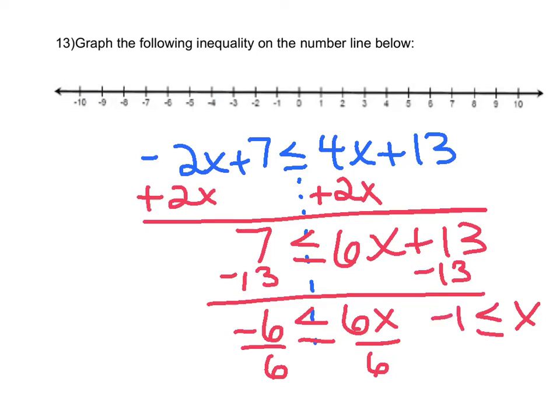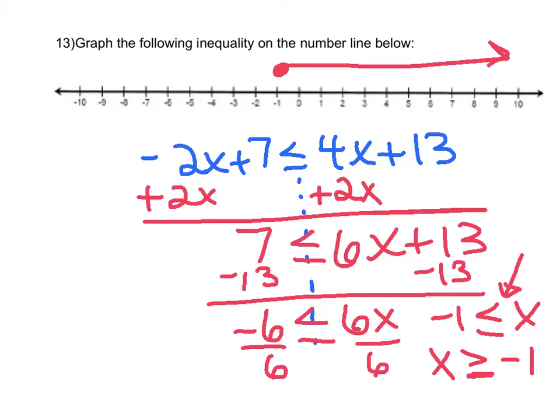If it helps you to flip that around, just make sure that that open mouth that's towards the x stays that way when you flip it around. So you have x is greater than or equal to negative 1. So we know that we're going to graph our point up here above negative 1, and it's going to be a closed circle because of that or equal to symbol underneath our inequality. Now all of the numbers greater than negative 1 are to the right.